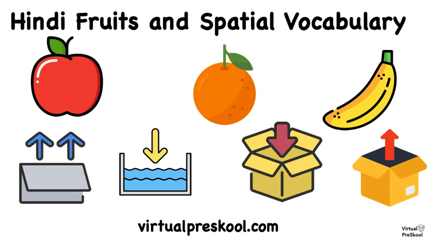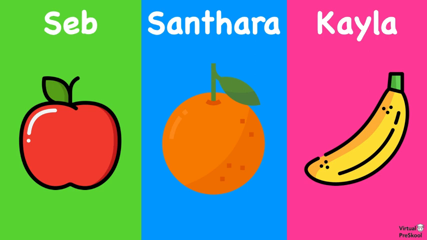In class, you learned the Hindi words for apple, orange, and banana, and you also learned some vocabulary around spatial direction, like on top, below, inside, and outside. So in this video, we're going to review all of those things that we learned, okay? So first, let's start by reviewing the vocabulary words.